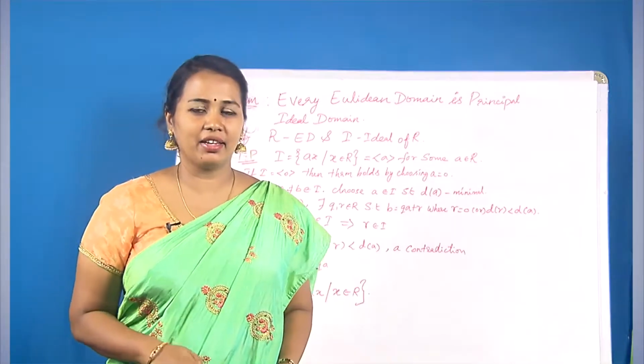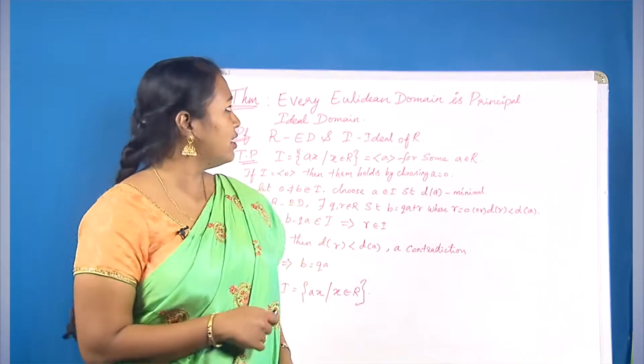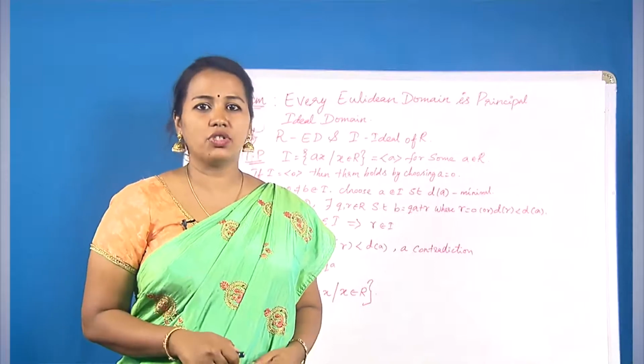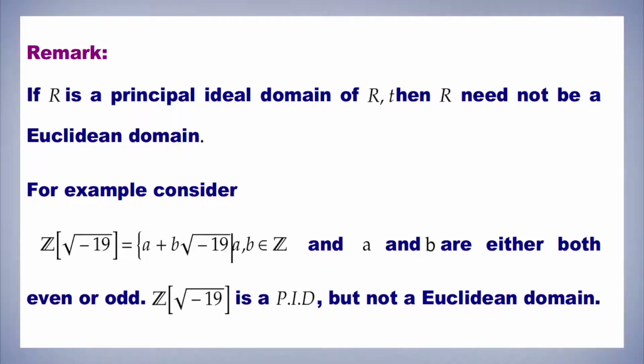Let us see a remark here. We just proved that a Euclidean domain is a principal ideal domain. Now the converse is not true. In other words, if R is a principal ideal domain, then R need not be a Euclidean domain.